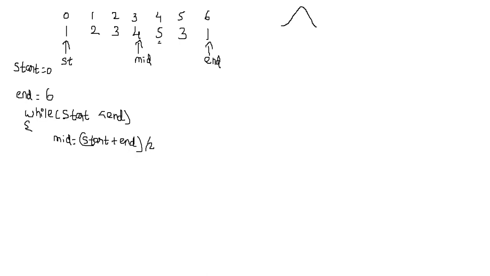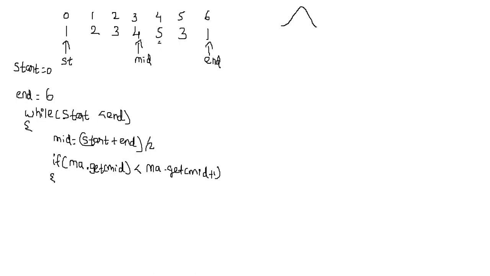Now we have to check the element which is present at the mid index with the next element. For that I have to write the condition. If the array name is mountain array, right? So I can give mountainArray dot, to access the element I have to use a method called get. get of mid is less than mountainArray dot get of mid plus 1. So we have to check the if condition.